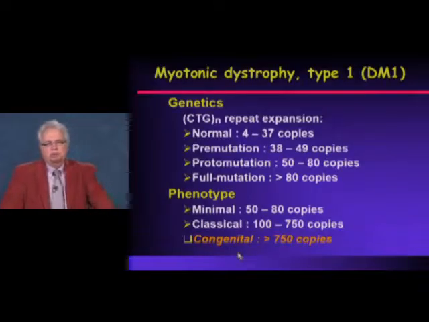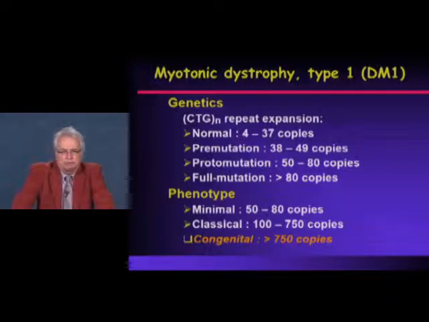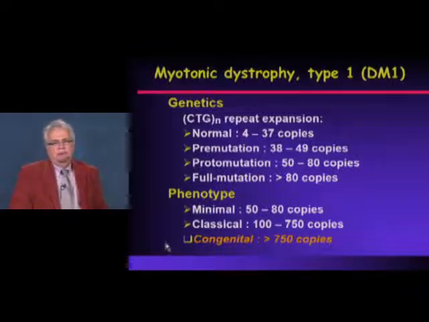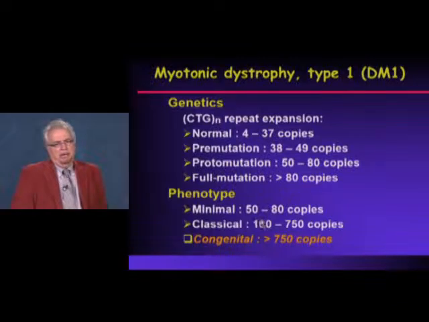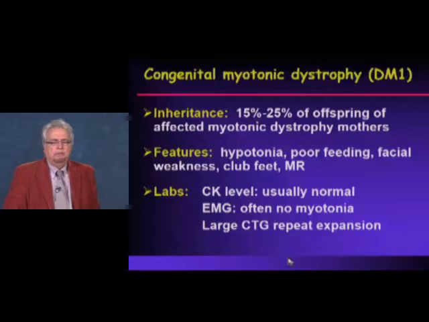This condition is due to expansion of a CTG repeat on chromosome 19. Normally we have between 4 and 37 copies. Patients with DM1, most of them have more than 50 copies of the CTG repeat, and definitely more than 100 once we have the classical presentation. So patients who have classic DM1 have between 100 to 750 copies. Babies who have the congenital form of the illness have more than 750 copies.